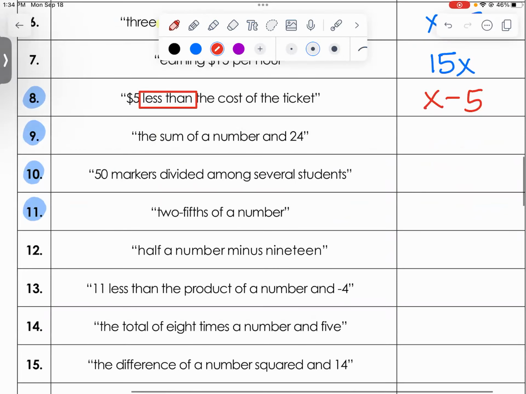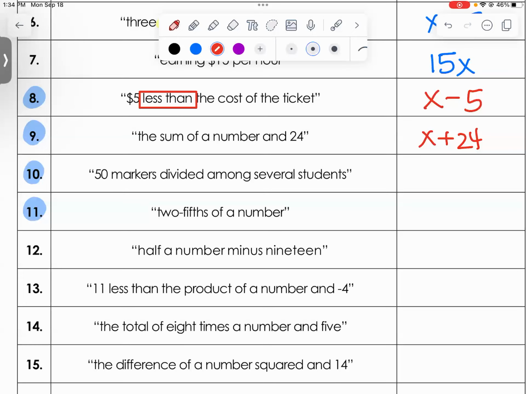Marco, what do you think about number 9? What'd you get? X plus 24. Okay, sum means we need to add. Alexander, I need you to focus.